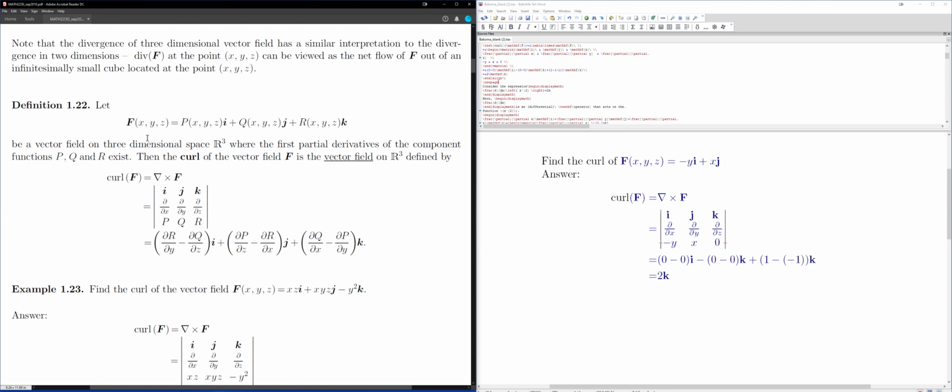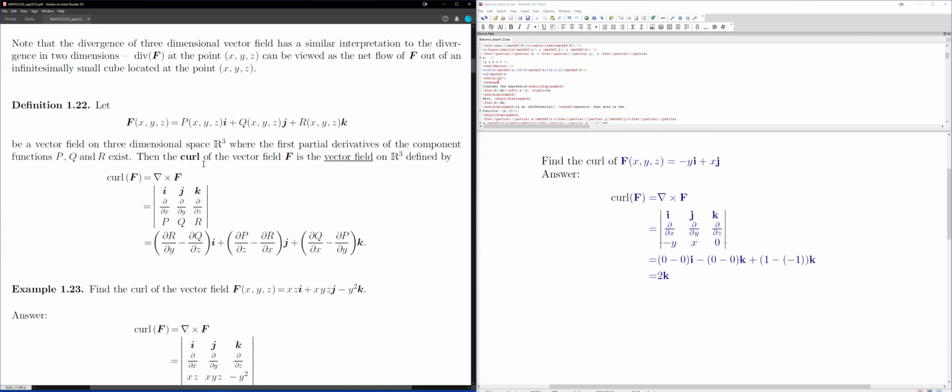For us, we will look at curl just in the three-dimensional case, right? You can define curl for two-dimensional space as well, for a two-dimensional vector field, but we only really will look at it in the three-dimensional case, right? Okay, so I have a three-dimensional vector field with your x, y, and z components, the P, Q, and R, right?